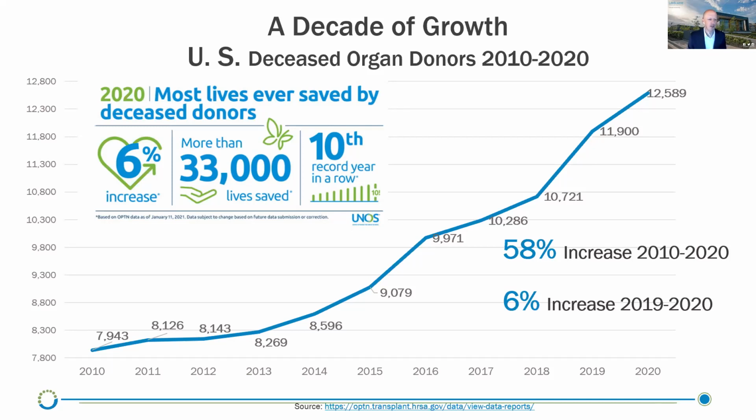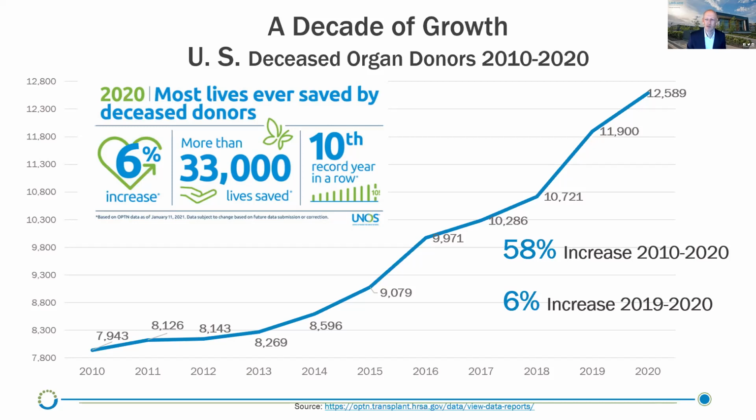Donation also increased significantly among individuals who died of cardiorespiratory death as opposed to brain death. And those 3,223 donors who were DCD donors increased by 18% from 2019. Overall, from 2010 to 2020, a 58% increase, and just a 6% increase between 1 year ago. Well, now 2 years ago.